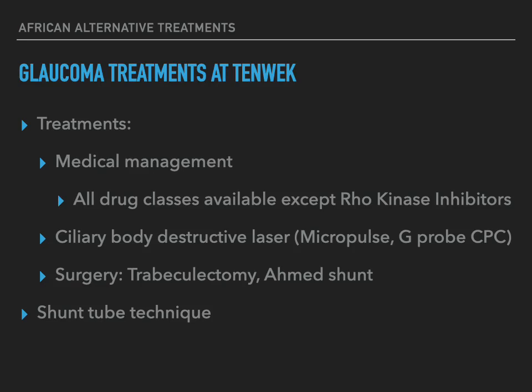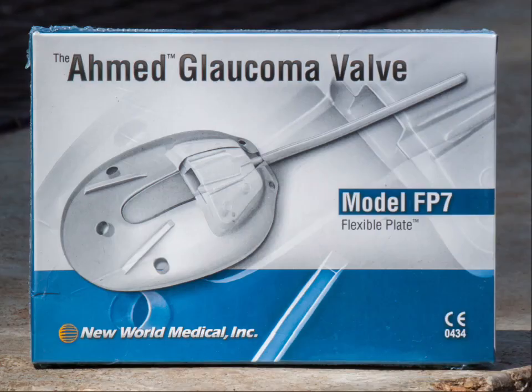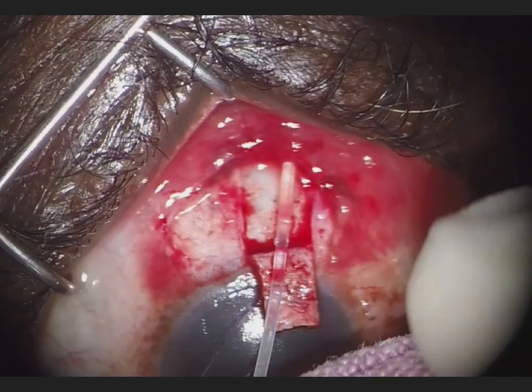What about glaucoma treatments at Tenwek? Let me make a couple comments about this. I mentioned before that we use medical treatments, ciliary body destructive procedures, and surgeries to treat glaucoma. We also use shunts. Shunts have not been readily available in the country, but we've been benefactors of the generosity of New World Medical, who has kept us supplied with Ahmed glaucoma valves.